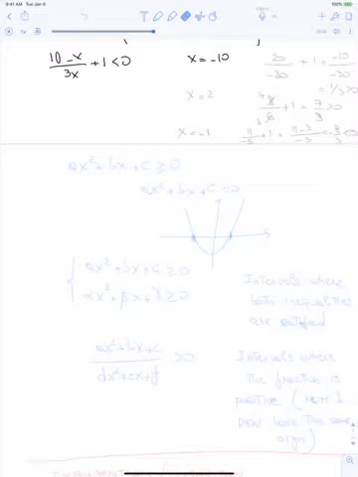Oh, sorry, I missed a negative sign here. I did it wrong. Let's redo. Sorry about that.